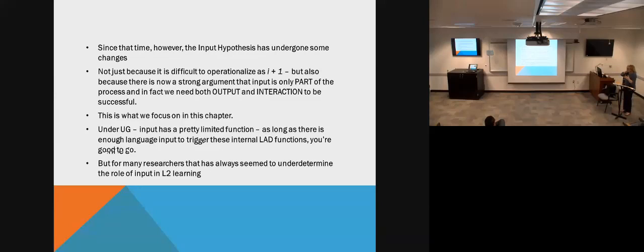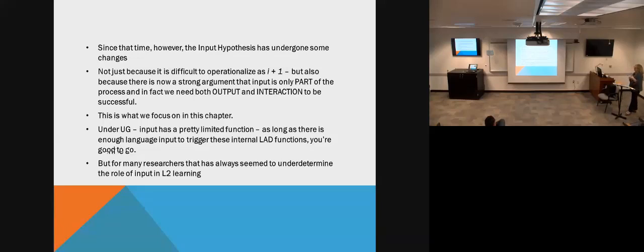So what's come along afterwards is not only that we need to look at input a different way, but also that it's only part of the process. We need to look at output and interaction, which is literally what you would imagine. Output is what you produce, and interaction is you talking with other speakers and listeners. So that's what we're going to focus on in this chapter.